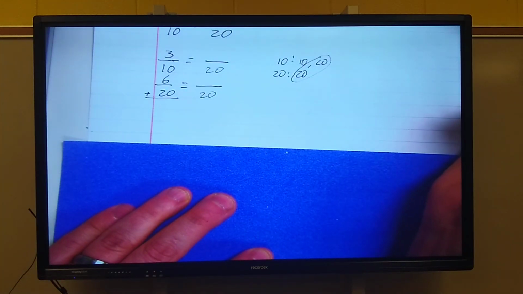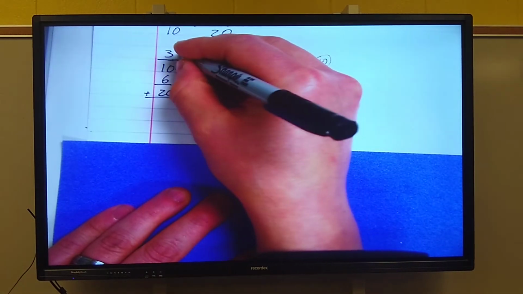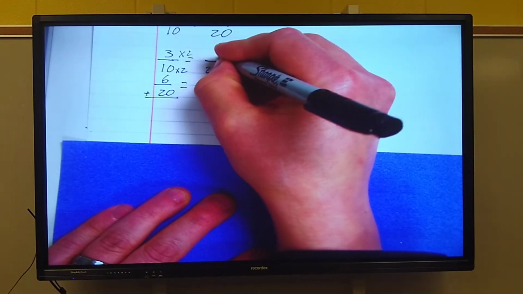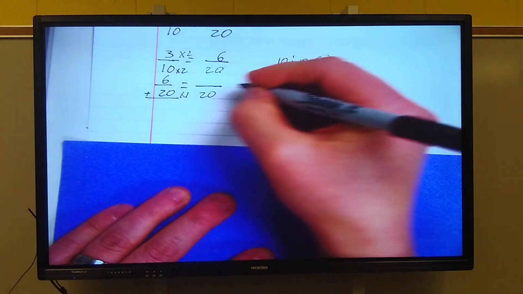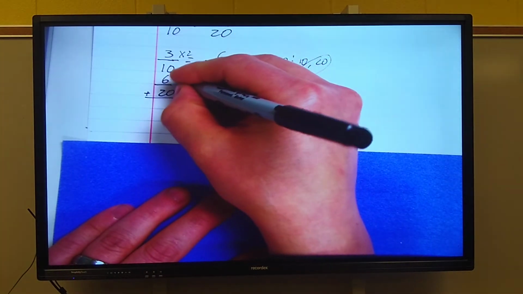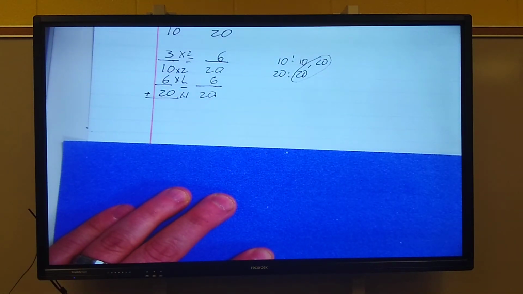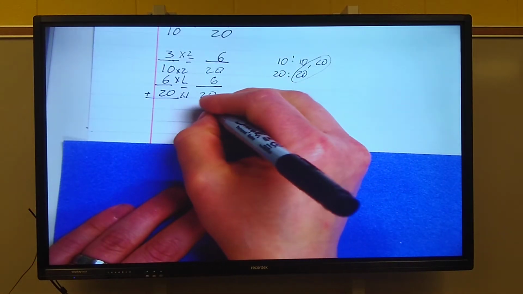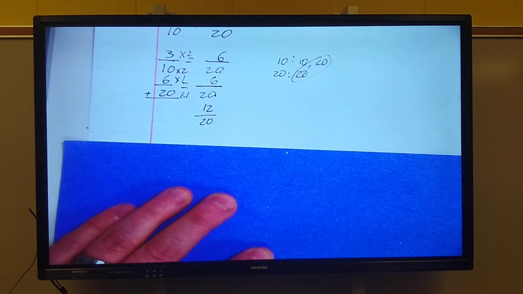Now it's time to find the numerators. 10 times 2 is 20. 3 times 2 is 6. 20 times 1 is 20. 6 times 1 is 6. Now I add the numerators. 6 plus 6 is 12. And then my denominator stays the same.